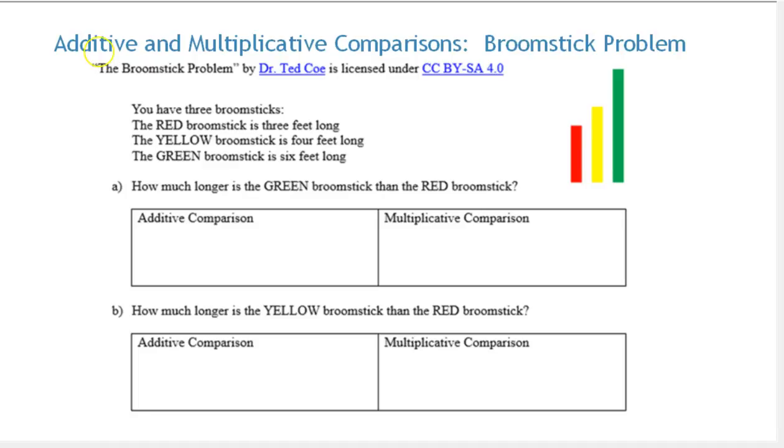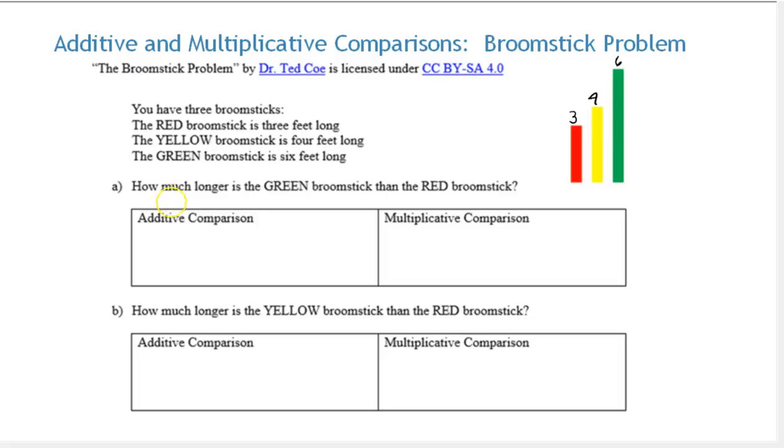In this video, we're going to continue our study of additive and multiplicative comparisons looking at the broomstick problem. So you have 3 broomsticks, which most people do. The red broomstick is 3 feet long, so here's our red broomstick. I'm going to label that with a 3. The yellow broomstick is 4 feet long, and the green broomstick is 6 feet long. So I'm labeling the length of the broomsticks with the numbers on top.